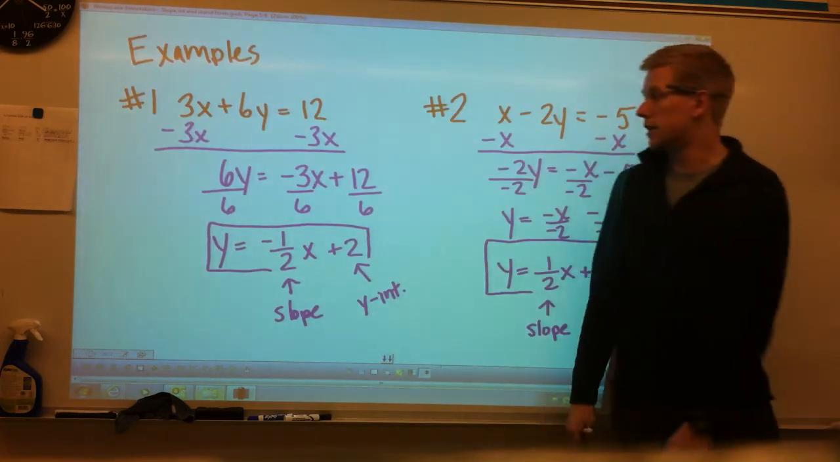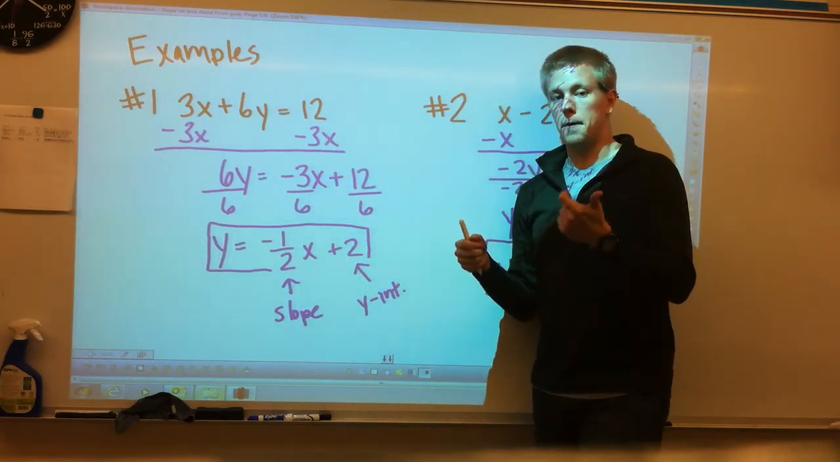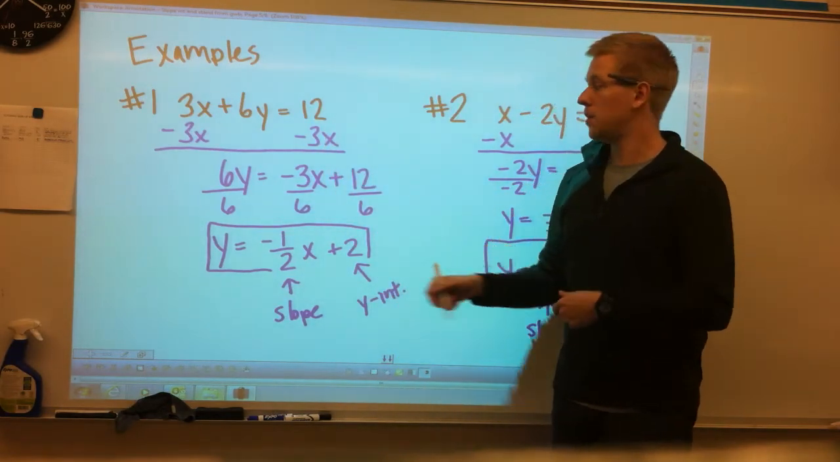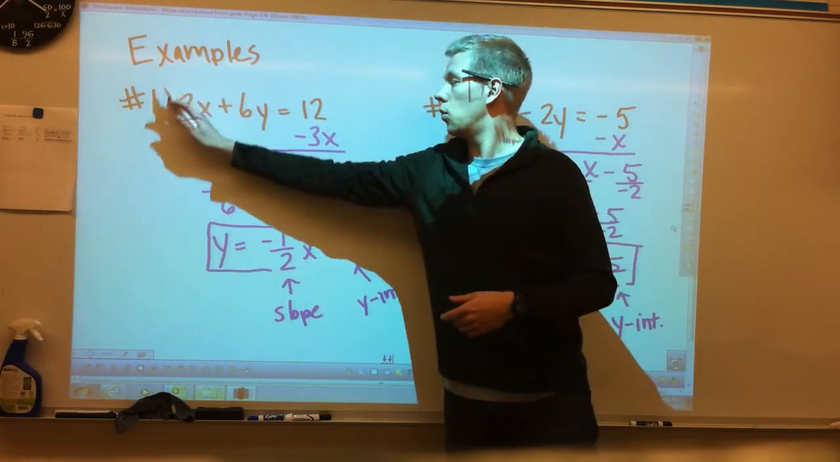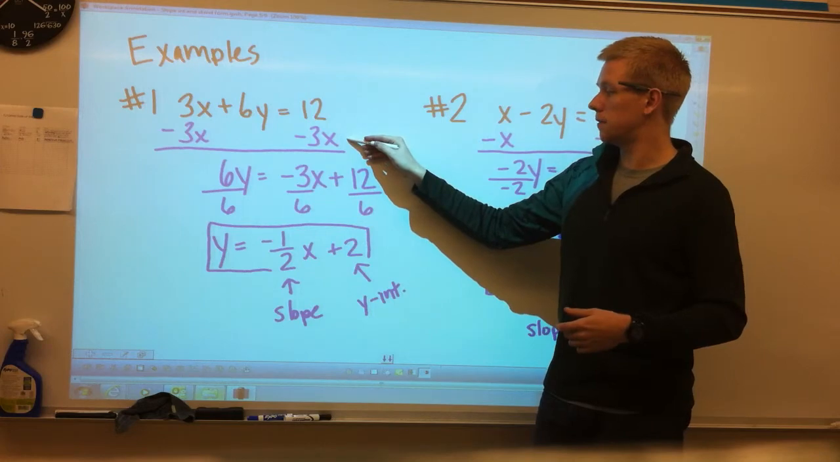Alright, first example, we've got 3x plus 6y equal to 12. We've done problems like this from the parallel perpendicular foldable that we had. First step, we want to get everything away from our y variable. So first step, we subtract 3x from both sides.